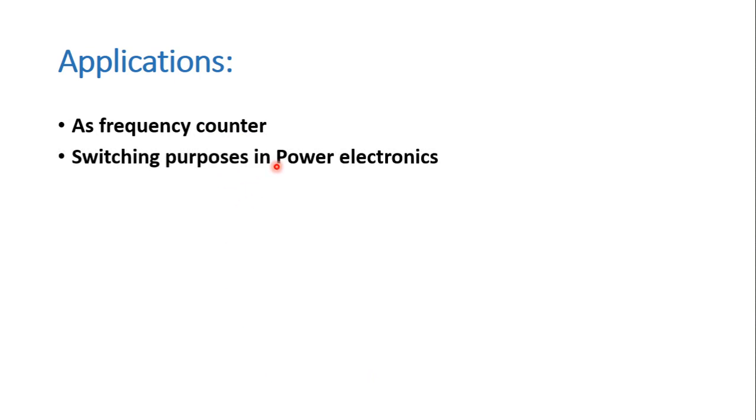Last one is applications. First, zero crossing detector can be used as frequency counter. Second, it can be used for switching purposes in power electronics. Third, it can be used as phase meter. So, these are the applications of zero crossing detector.